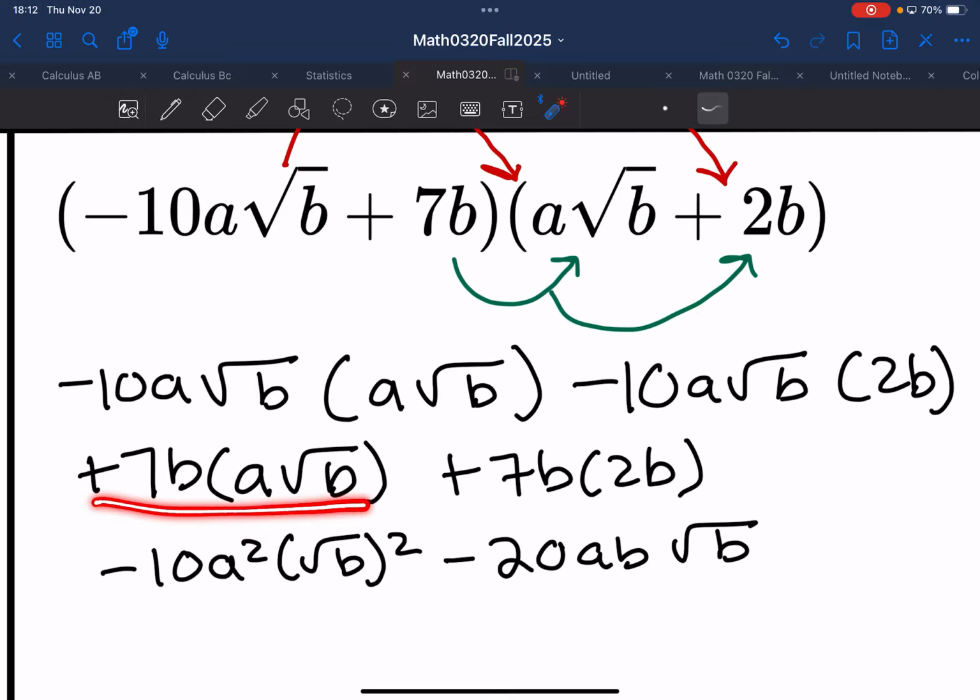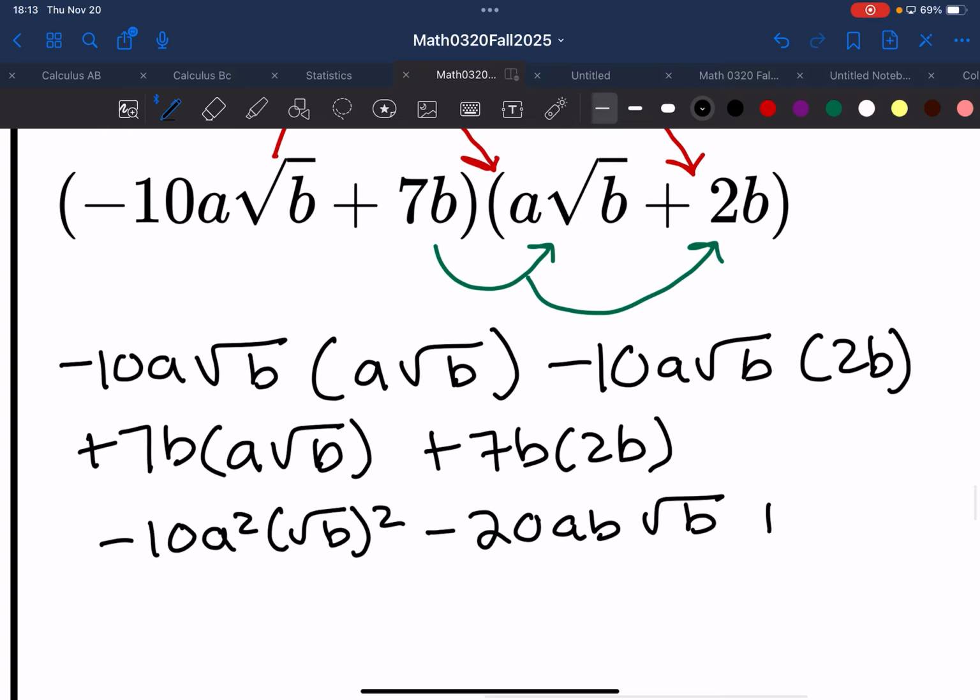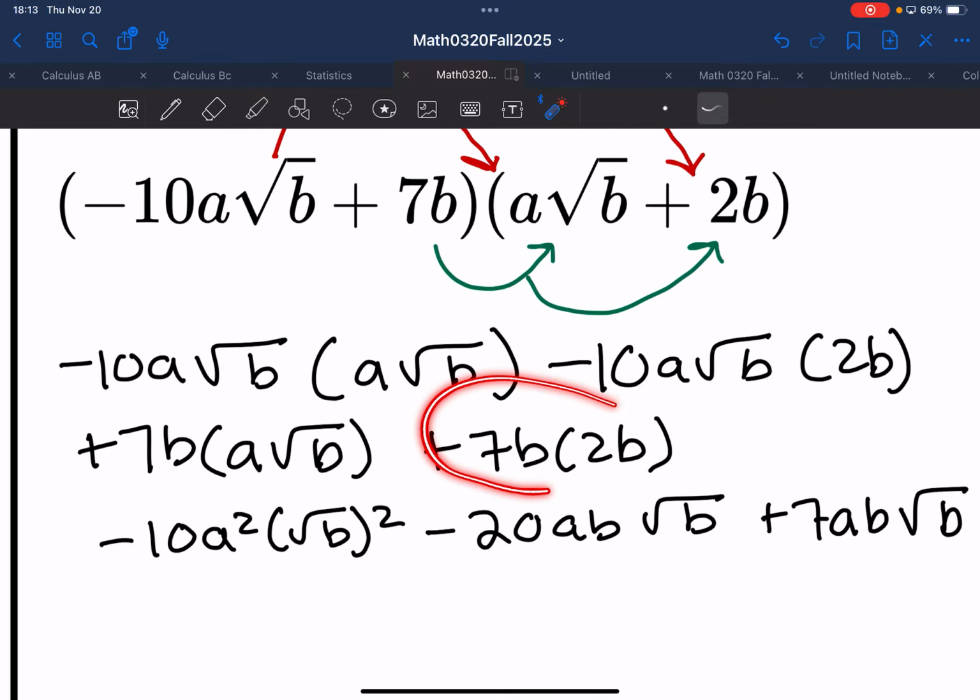Okay, what about this one? How would I simplify this? 7ab square root of b. So we're not simplifying as in trying to make the radical smaller. We're just making sure that we have all of the coefficients written together. Okay. And then the last one, how would I simplify this?